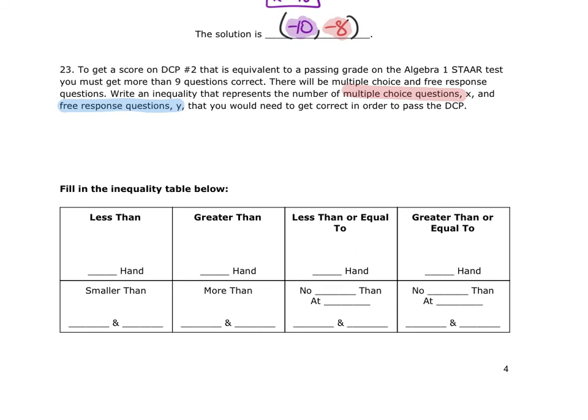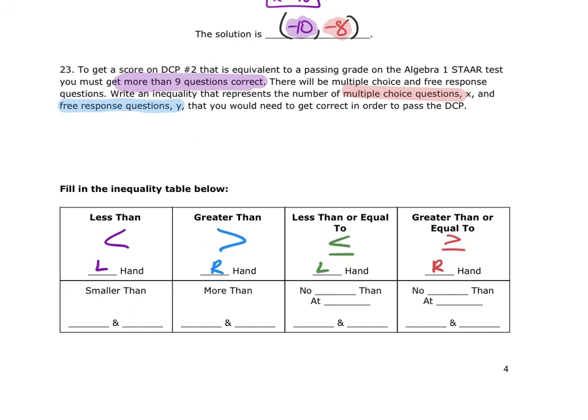Here is the other piece of information I have. I see more than 9 questions correct. So I need to remember the inequality table that you see below. Less than is your left hand, which means that the inequality symbol looks like this. Greater than is your right hand, which means the inequality symbol looks like that. Less than or equal to, again, because it says less than, looks like your left hand with an equal sign underneath it. And greater than or equal to looks like your right hand with an equal sign underneath it.